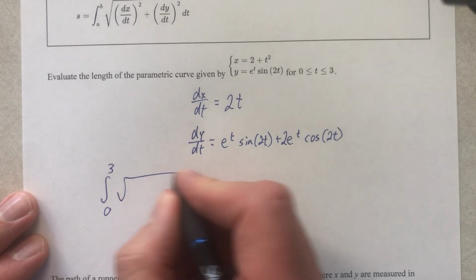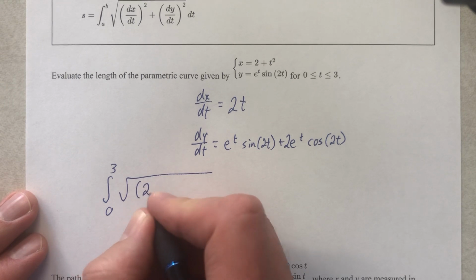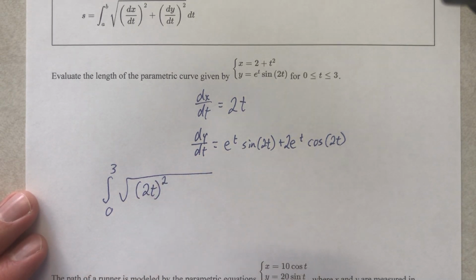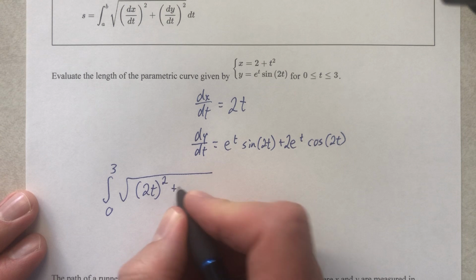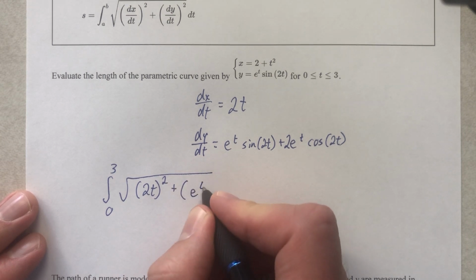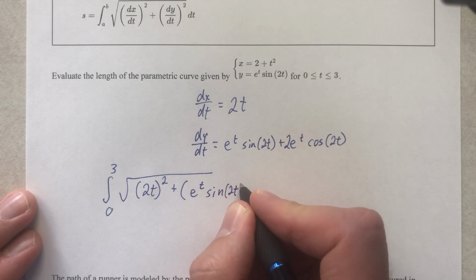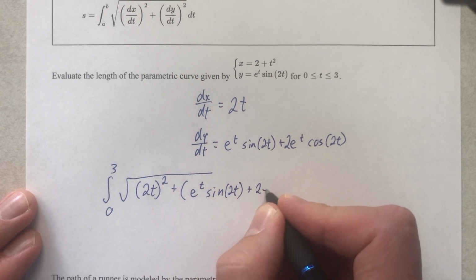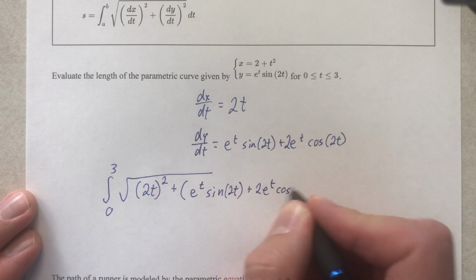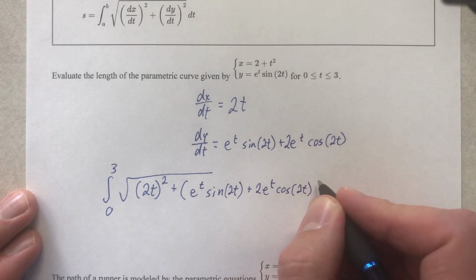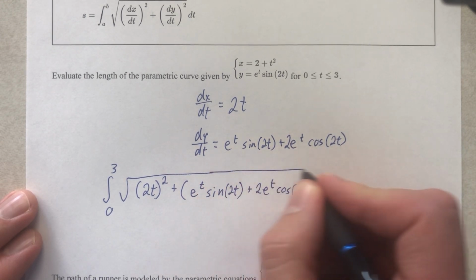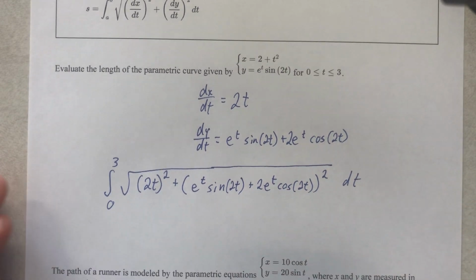And so we have this, you got this. Setup is pretty straightforward. So 2t, it is squared. Call that 4t squared if you like. Just be careful with what you simplify and how you simplify it. e to the t sine of 2t plus 2e to the t cosine of 2t. And we're going to do this one without a calculator. I'm really kidding. We are going to use a calculator.